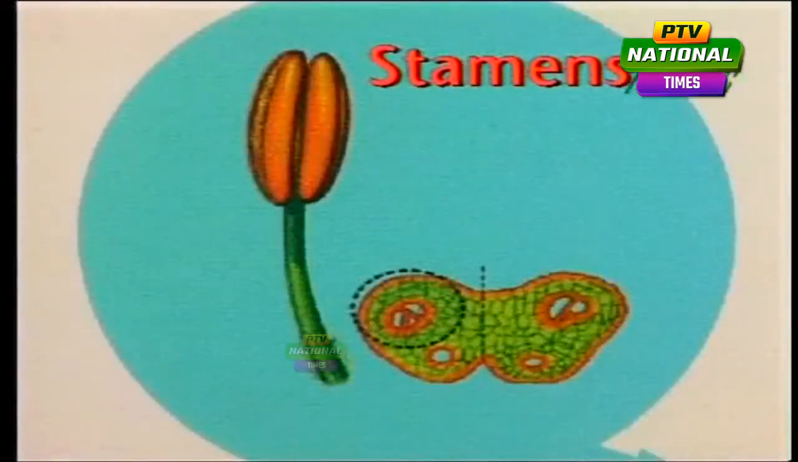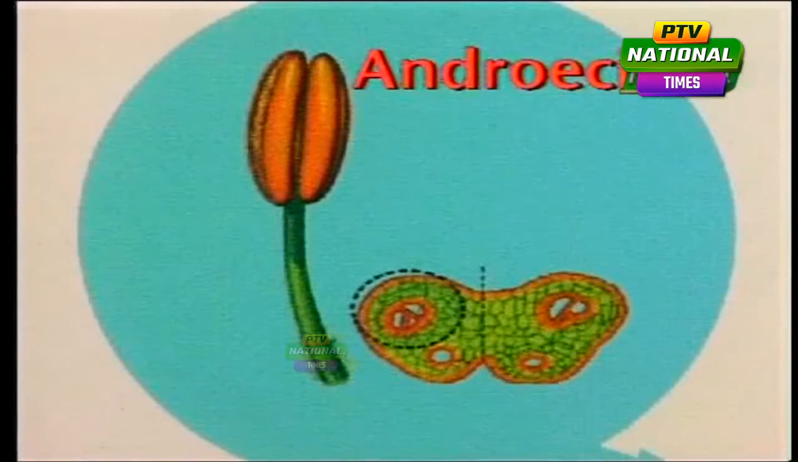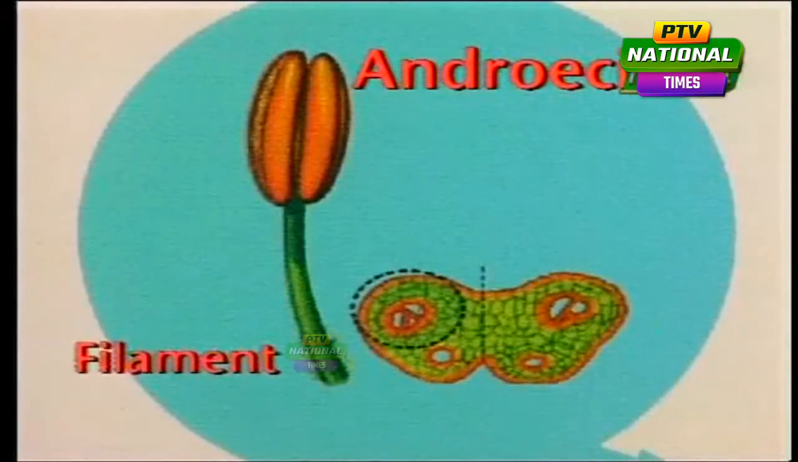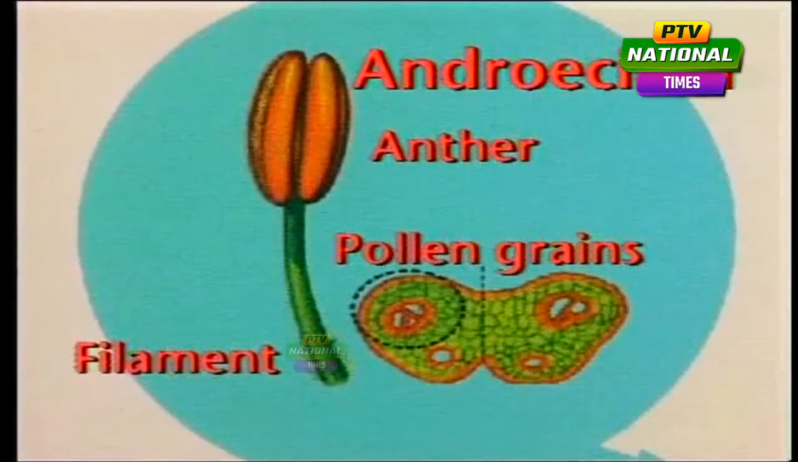Stamens, that are the third inner row of the floral parts, are together called the androecium, which is the male reproductive part of the flower. And therefore, it can be divided into two parts. The stamen consists of the filament and the anther. And within the anther are the pollen grains.